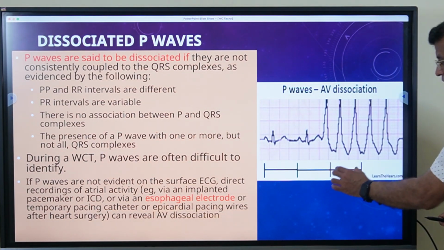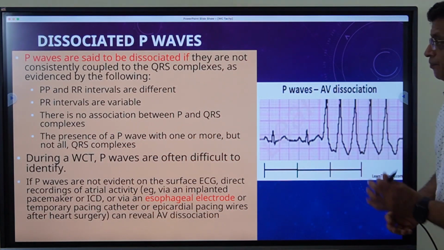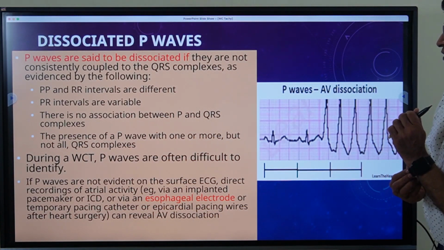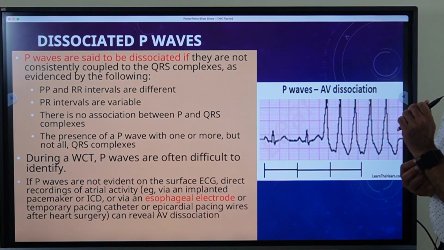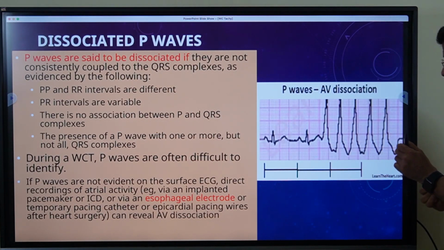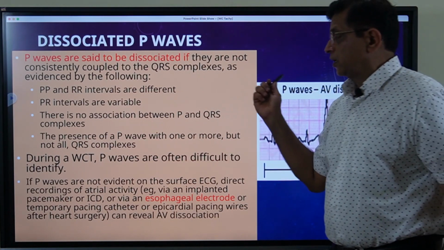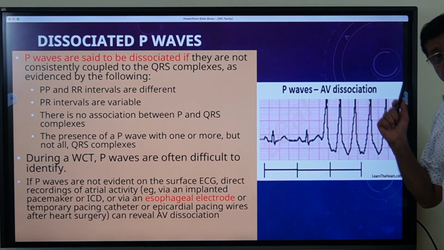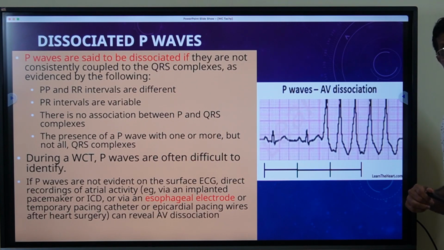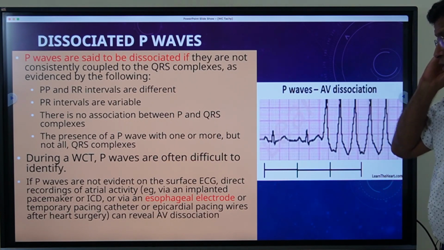So P waves and QRS are not associated, and there is the presence of a P wave with one or more but not all QRS complexes. So you can see a P wave with this QRS complex, but here you do not see P waves. So all the criteria are fulfilled with this ECG. So these are dissociated P waves, which indicate that the patient has AV dissociation.